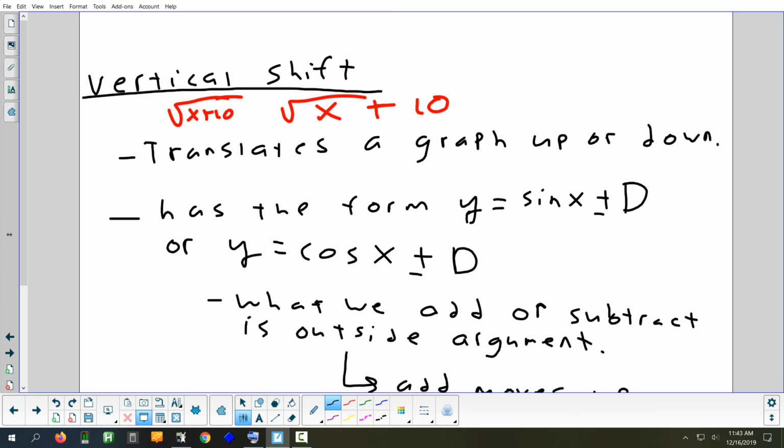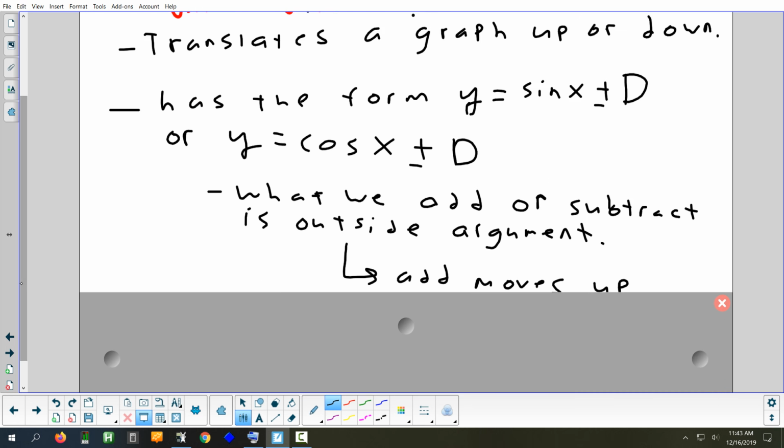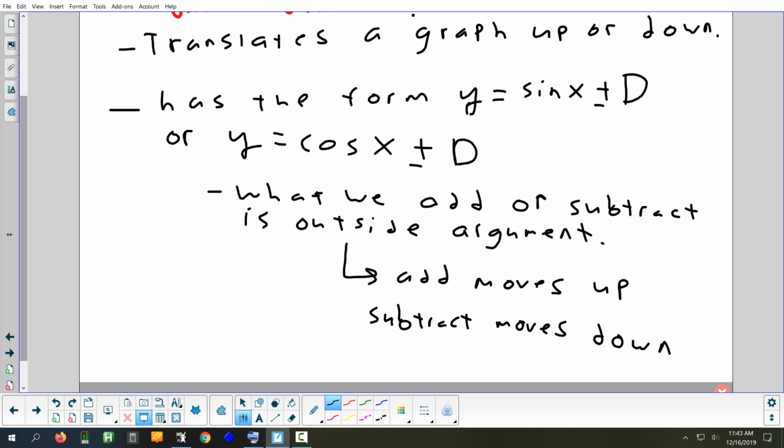One time you're adding the 10 to the argument first and then doing the function. Here, you're doing the function right away and then adding to the result. Okay? That's the difference. So what you add or subtract is outside the argument, and what you see is what you do. Add moves up, subtract moves down.